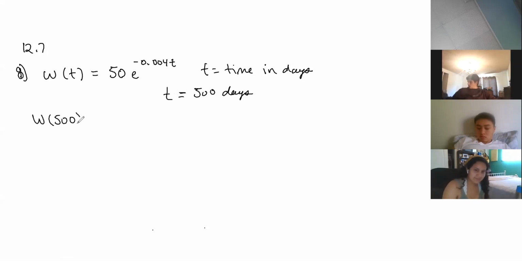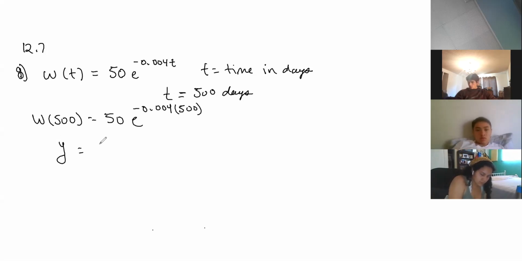If you don't like writing it, you can just put y equals. It doesn't matter. 50 times e raised to the negative 0.004 times 500. I'm going to multiply that exponent out first.